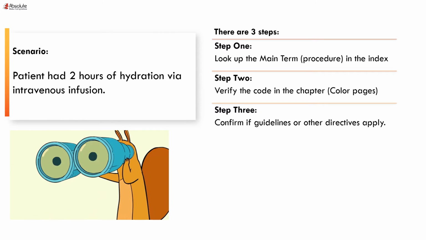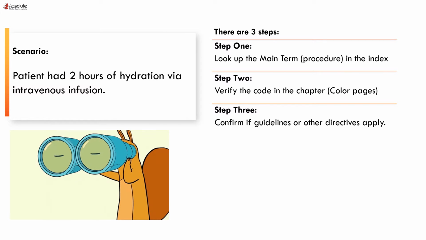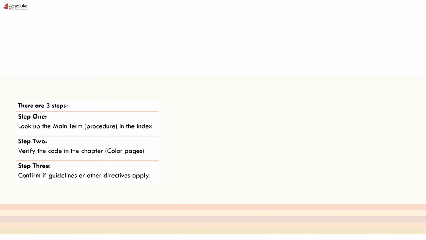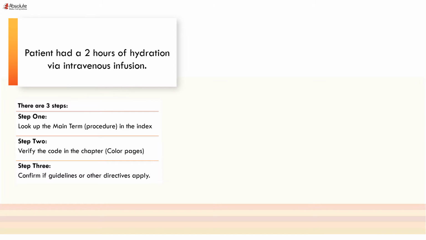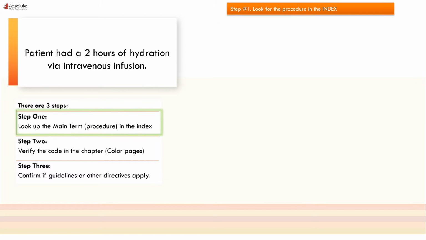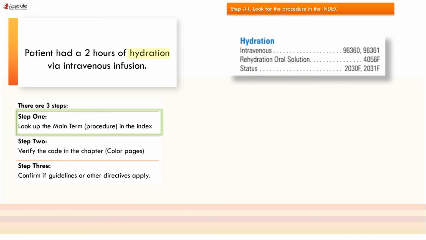All right, do y'all have your answer? Let's go ahead and look this one up. All right, so first step is to look up the procedure in the index. So what is the main term? Did you say hydration? If so, great job. So we're going to look up hydration, and underneath hydration, we have the 3 choices here, and we're going to choose the first one under this list because this was intravenous hydration. So this is hydration via intravenous infusion.